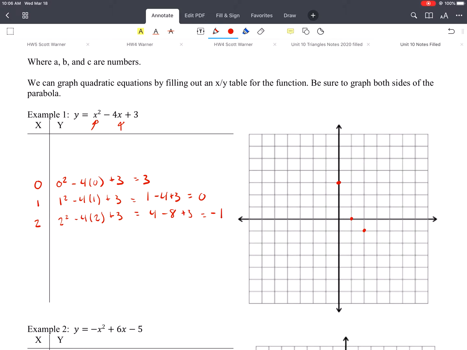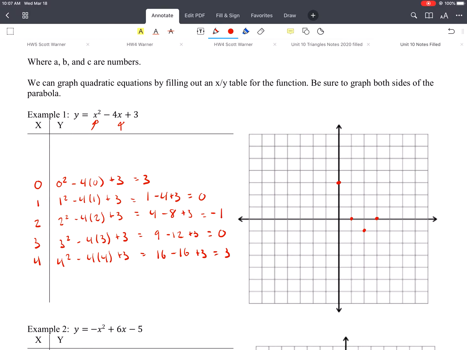Okay, we can keep going. We can do 3. That would be 3 squared minus 4 times 3 plus 3. That gives us 9 minus 12 plus 3. You could plug that in your calculator. That ended up giving you 0. Then we could try 4. 4 squared minus 4 times 4 plus 3. That gives us 16 minus 16 plus 3, which gives us 3.